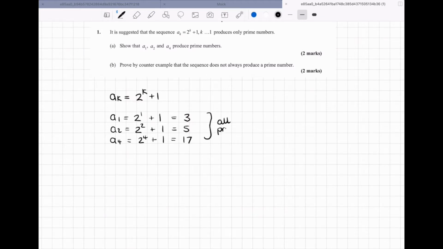The next part, we've got to prove by counterexample that the sequence does not always produce prime numbers. I'm going to have a guess that A3 is not prime. If we go 2 to the 3 plus 1, that's 9. Easy mark to say 9 is not prime because it's 3 times 3.